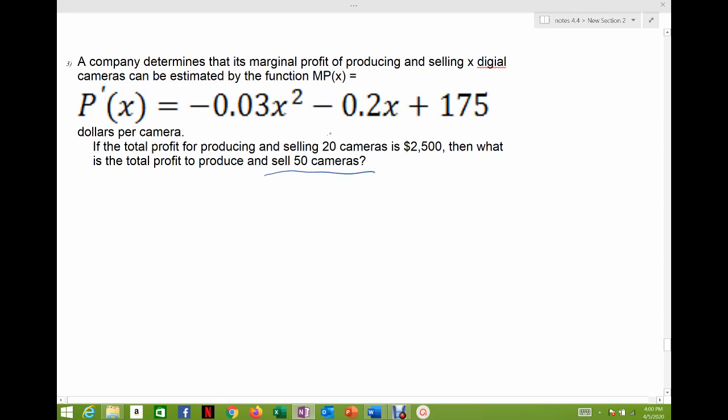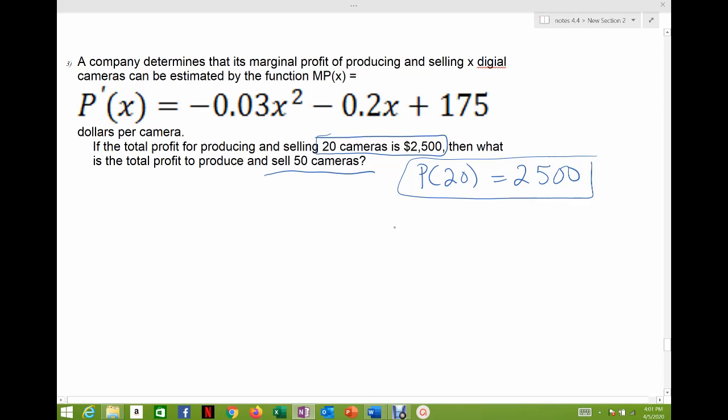This is my initial value. When they sell 20, that's my x value, profit is 2,500. And so there's my initial value: 20 goes in for x, 2,500 comes out for the y, which represents the profit part. Alright, there's my initial value that I'm going to need in order to find the correct profit equation. So first step, find my profit.